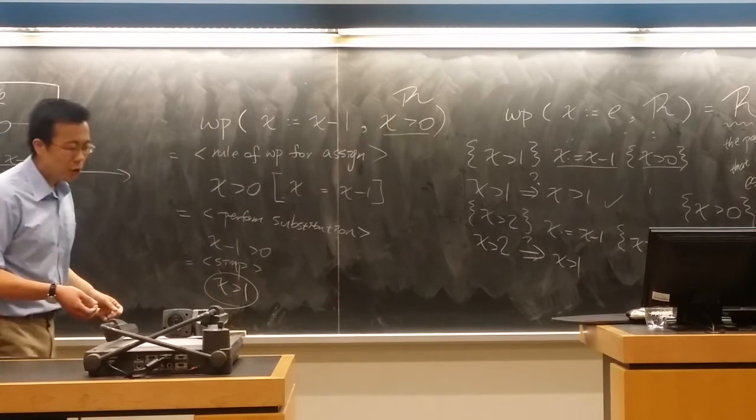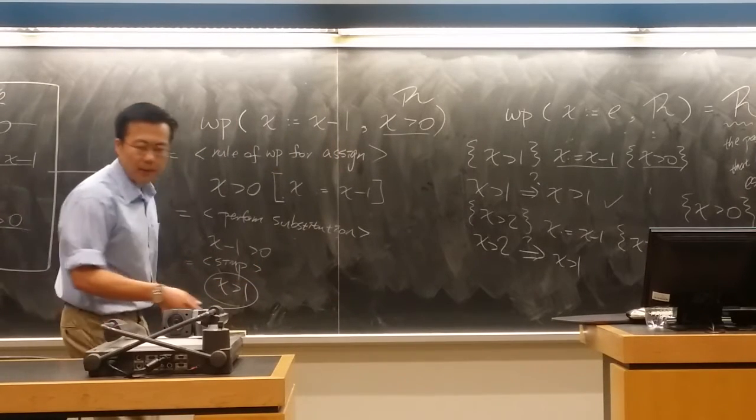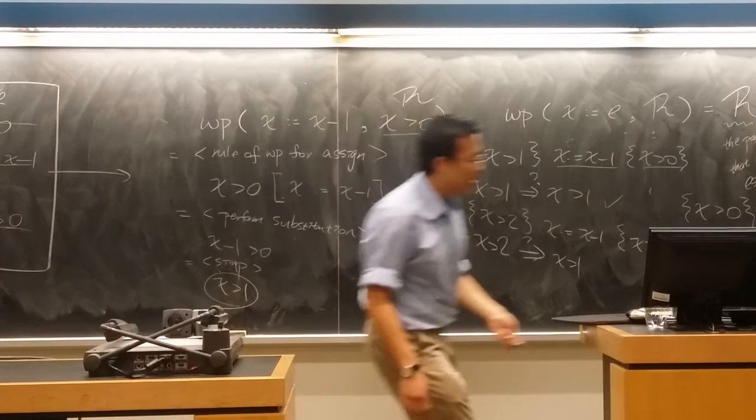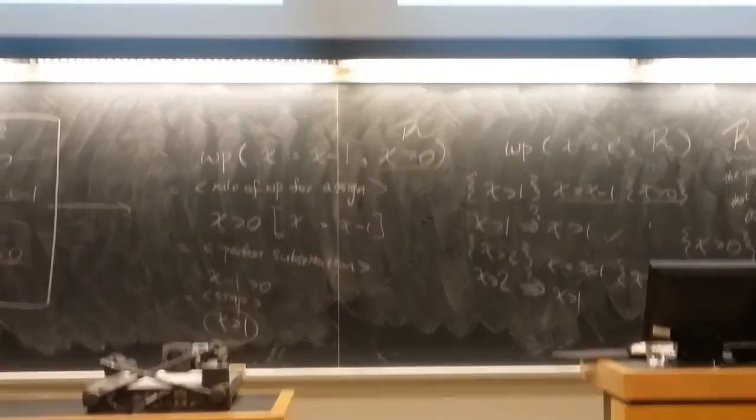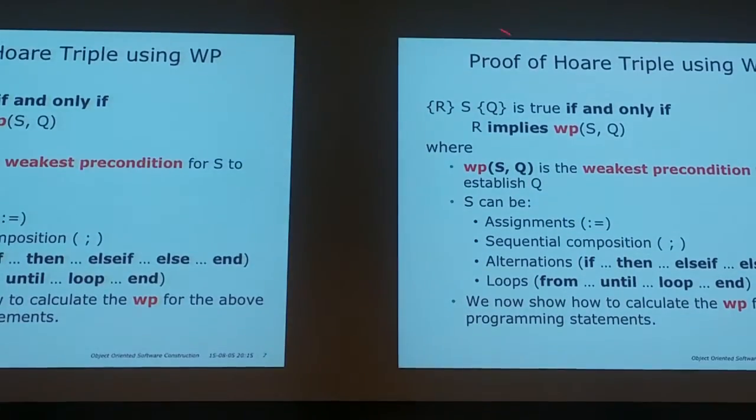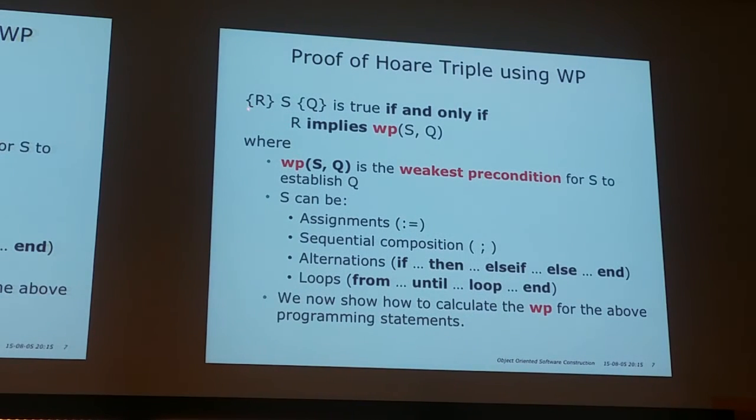Let me just show you here. Remember in the previous slides, hopefully that particular formula makes more sense now. I said this triple here is correct if your original precondition here implies the WP we calculate. So this is step 1, to calculate the WP. The implication step will be step 2. It's always the same 2 steps for all the programs.